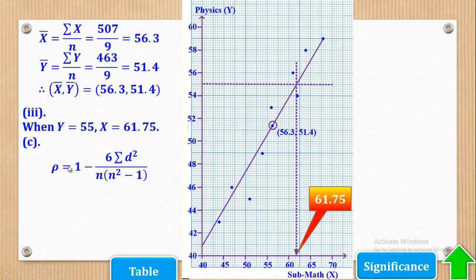Then part C, the one that is Spearman's rank correlation coefficient. So this is the formula. It is also available in the mathematical tables. So after that we shall substitute. Remember, summation of d squared was 4, then n was 9, because there were 9 students.